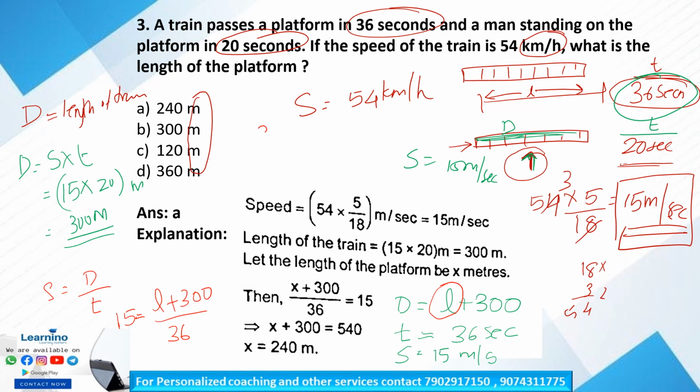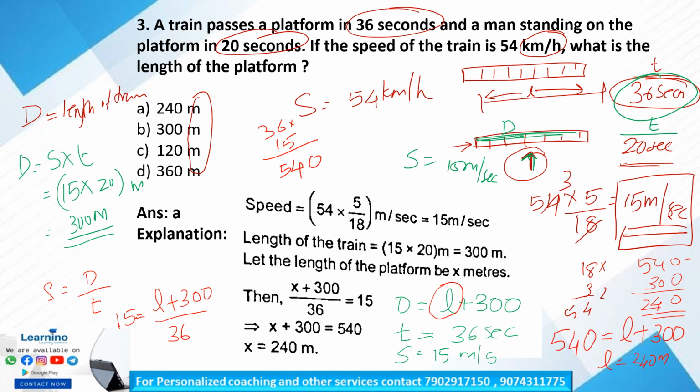So 36 into 15 is equal to 540. So 540 is equal to L plus 300. 300 is the length of the train and L is the length of the platform. So L is equal to 540 minus 300, which is equal to 240 meter. 240 meter is our final answer, the length of the platform. That is option A, our correct answer. Is it clear? Option A is our correct answer, that is 240 meter.